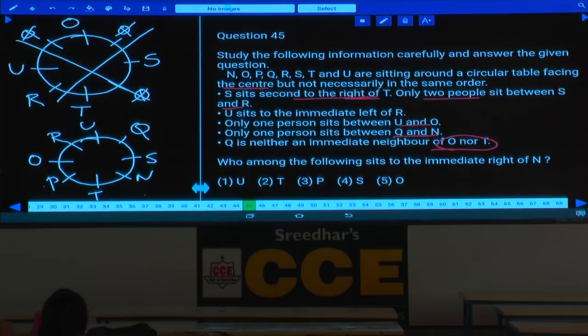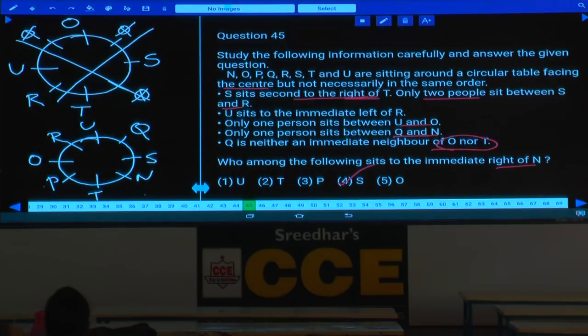Done with this? Then question number 45. Who among the following sits to the immediate right hand side of N? Immediate right of N, tell me here, who is this person? S. S is seated to the immediate right of N, that is choice 4.